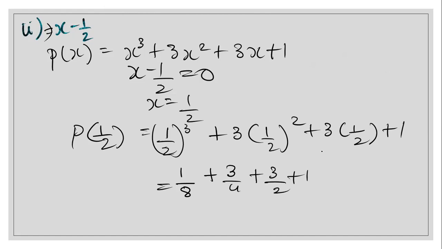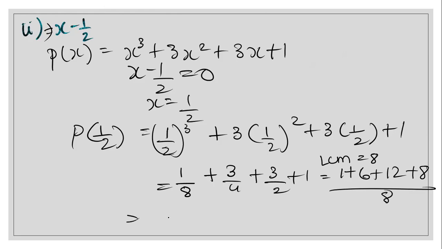Take the LCM, you would get 8 as the LCM. So now this will be equal to 1 plus 6 plus 12 plus 8, by 8. When you do the calculation, I'm quickly doing it here. 12, and then we've got 1, 6 and 8. So 6 plus 1 is 7, 8 plus 7 is 15, 15 plus 12 is 27. So this will be 27 by 8.